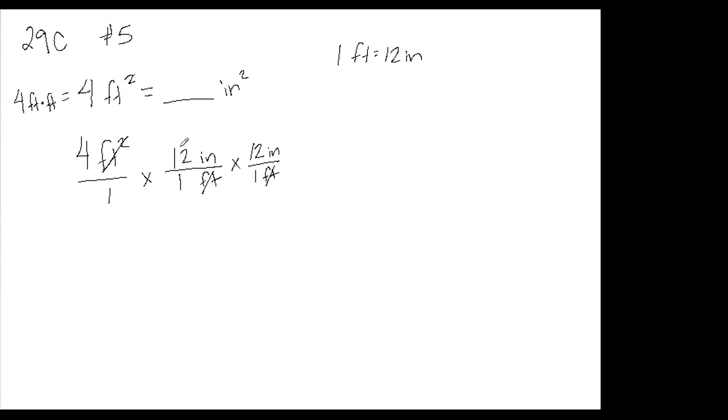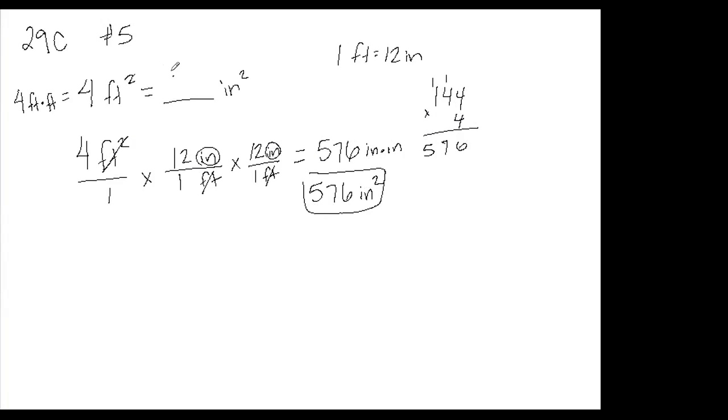Now we have 4 times 12 times 12. Just to show you that I can also do it without a calculator, 12 times 12 is 144, times 4 is 576. So our answer is 576. We canceled our feet, so we have inches times inches, which should be written as inches squared. So that's our final answer. We could put that in the blank up here, 576.